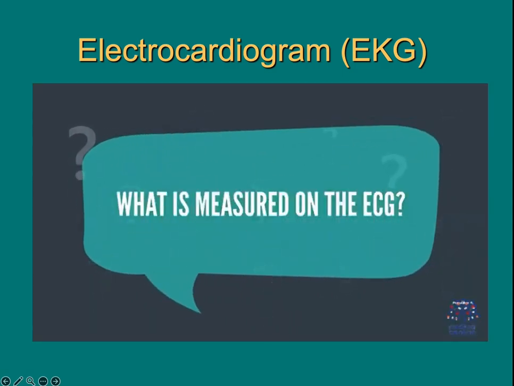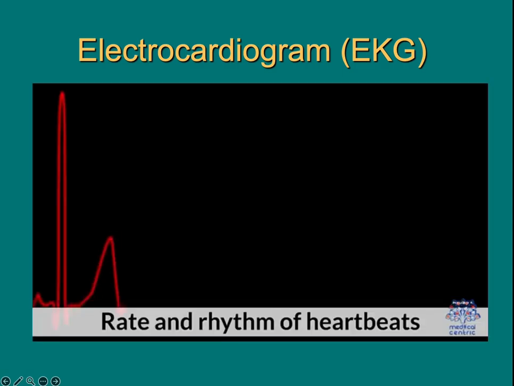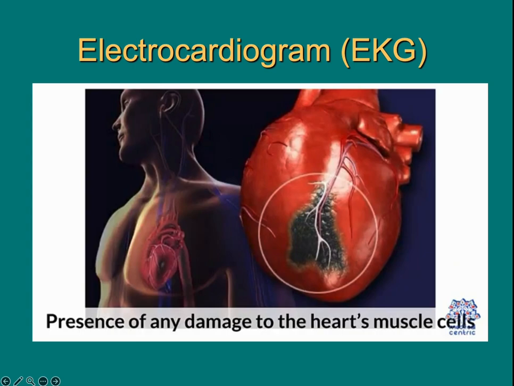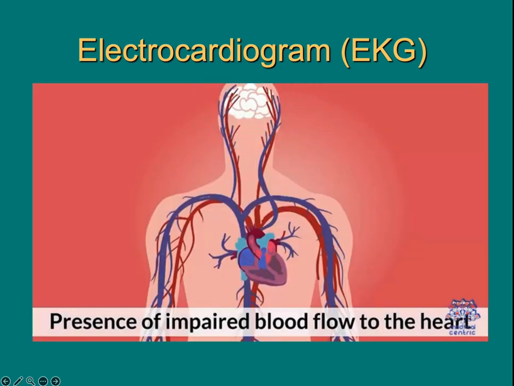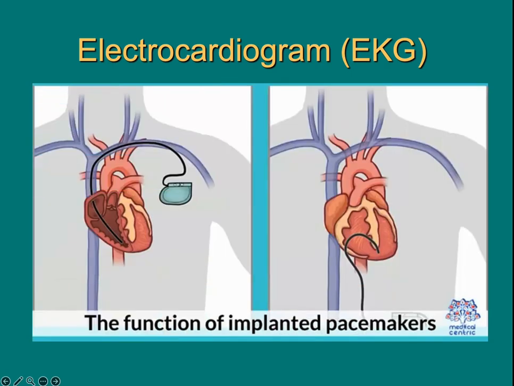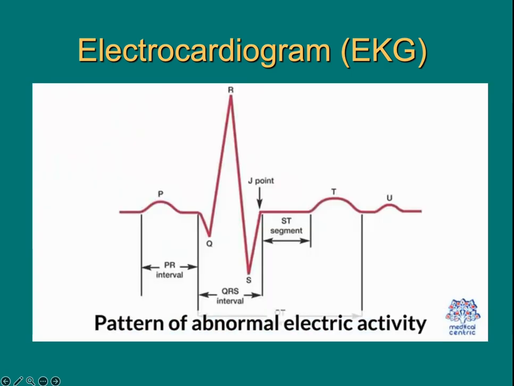What is measured on the ECG? Rate and rhythm of heartbeats, size and positions of the heart chambers, presence of any damage to the heart's muscle cells, presence of impaired blood flow to the heart, effects of cardiac drugs, the function of implanted pacemakers, pattern of abnormal electric activity.